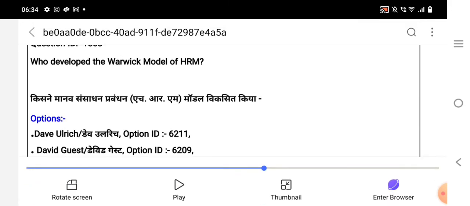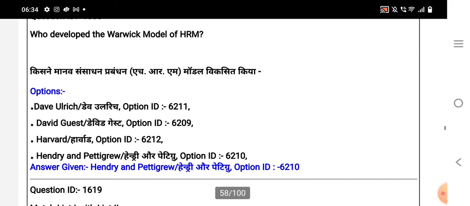The next question is, who developed the Warwick model of HRM? There are different models of HRM, like Dave Ulrich model है, David Guest model है, Harvard model है, Henry and Pettigrew model है. So Warwick model किसने दिया था? Warwick model Henry and Pettigrew ने दिया था.